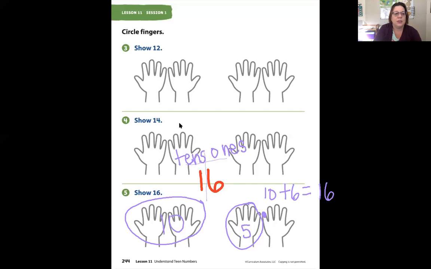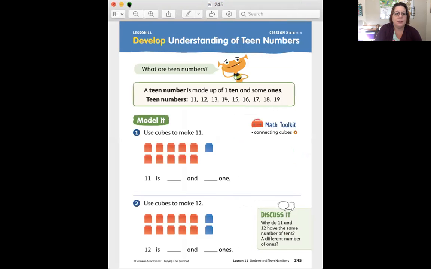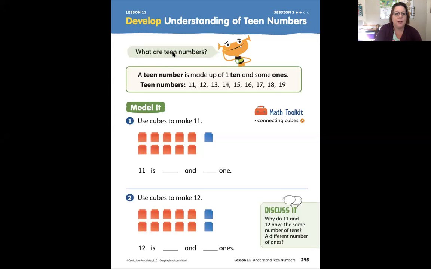All right, so now I'm going to share my screen again, and we're going to move over to page 245. Here we go. So again, we are on page 245, lesson 11, session 2. And it says, what are teen numbers?